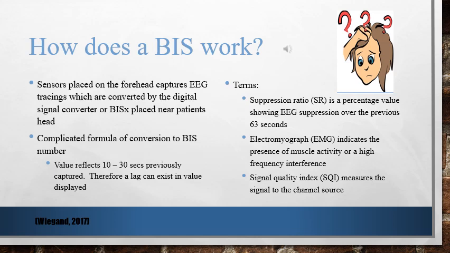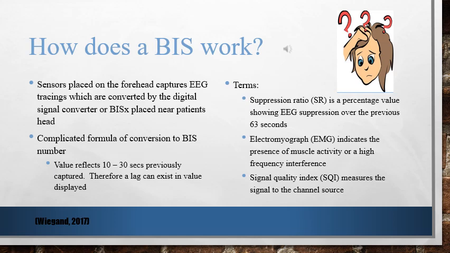So some of the key terms that you need to know for BIS and that you can actually look for on your monitor is the suppression ratio, SR value. Sometimes you may have to record this for your physician. And this is a percentage value showing how much of the EEG over the last 63 seconds was suppressed. Okay, it's an average number. And a high number would mean there's a lot of suppression. Okay, that could be a bad thing.